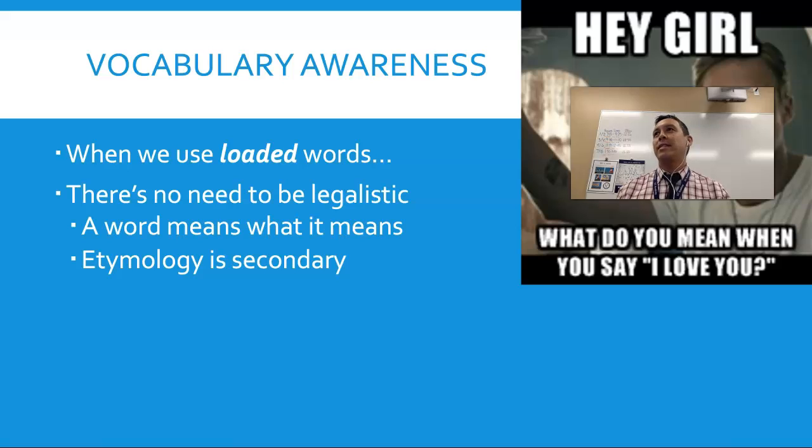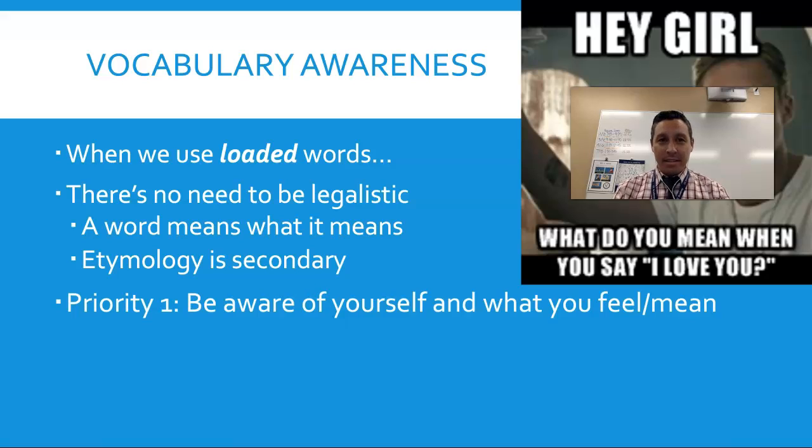But when I say, man, that guy's really sincere in his desire for this, or I'm being sincere with you right now, I'm not saying I'm being without wax, right? The etymology is secondary to what you understand when I say a word. And so when using loaded vocabulary like I love you, priority one is to be aware of yourself and what you feel and mean. So when you say I love you or I like you, be aware of what you mean in your mind when you say that.